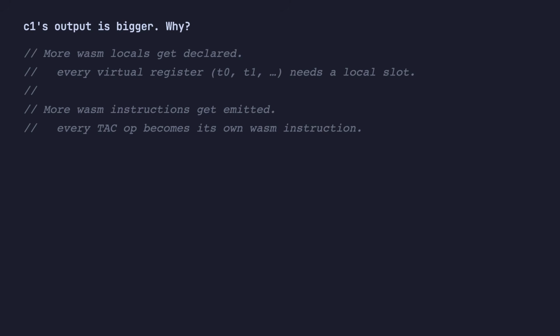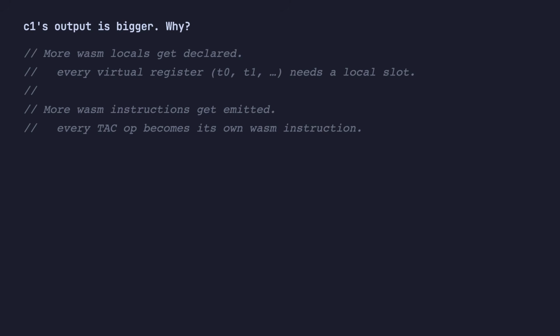Okay, so what did this actually cost us? The same program compiled by C0 versus C1. C1's output is bigger. Why? More WebAssembly locals get declared, more WebAssembly instructions get emitted. Now, what about runtime? On a naive WASM engine, say an interpreter, C1 is probably meaningfully slower. More instructions mean more dispatch. More locals mean more loads and stores. There's no way the extra work is free.